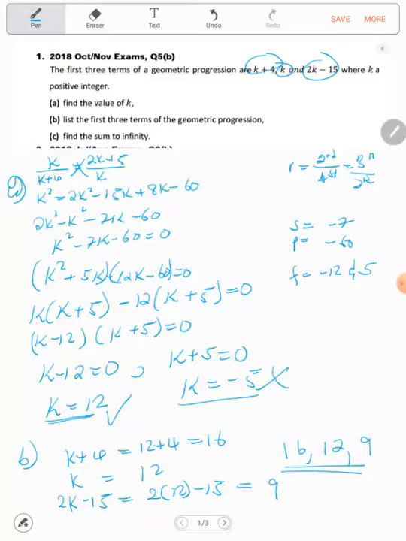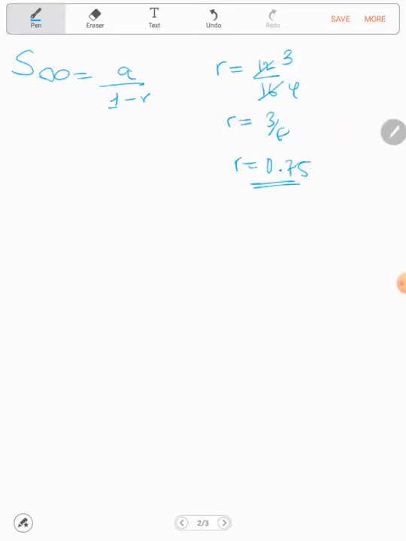Find the sum to infinity. The sum to infinity is equal to a over 1 minus r. Now, before going further, we need to find r. r is equal to the second term divided by the first term. Our second term is 12 and our first term is 16. When I reduce here, I'm getting 3 over 4, because 4 can go into 12 three times and 4 can go into 16 four times. When I punch on the calculator, you're going to get 0.75 as your value of r.